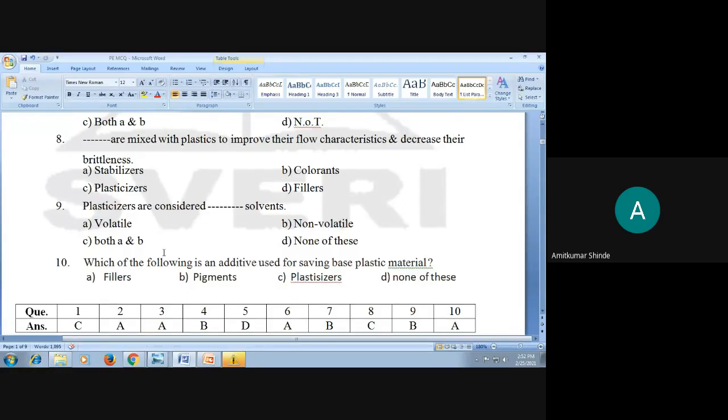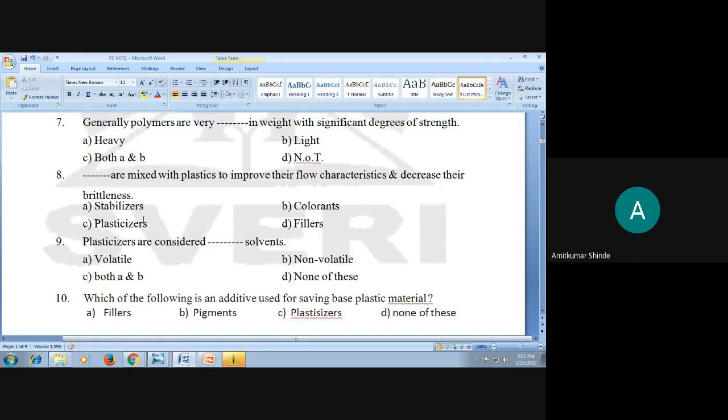Okay. And then next is, which additives are you adding to improve the flow characteristics and decrease the brittleness? They have given the options stabilizers, colorants, or plasticizers. Answer will be plasticizers. We are adding plasticizers to improve the flow characteristics and to decrease their brittleness. Okay, some more.